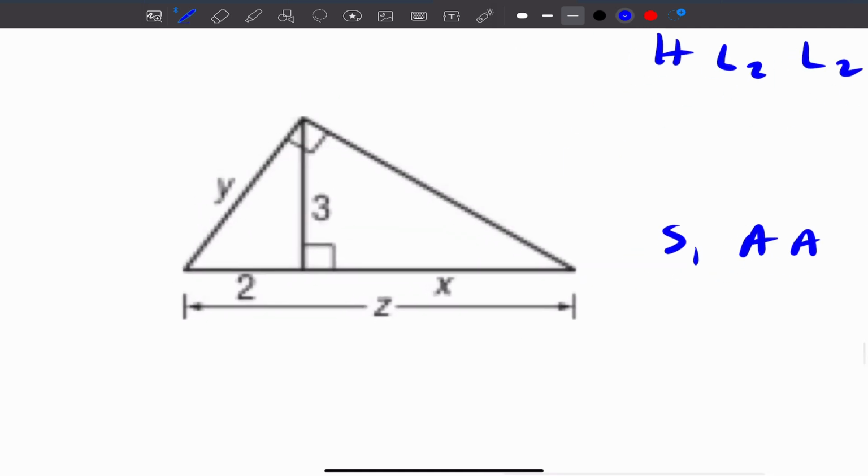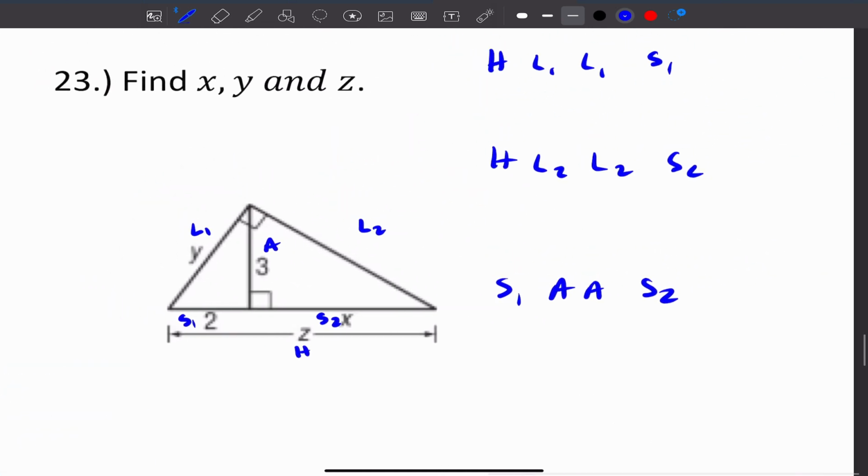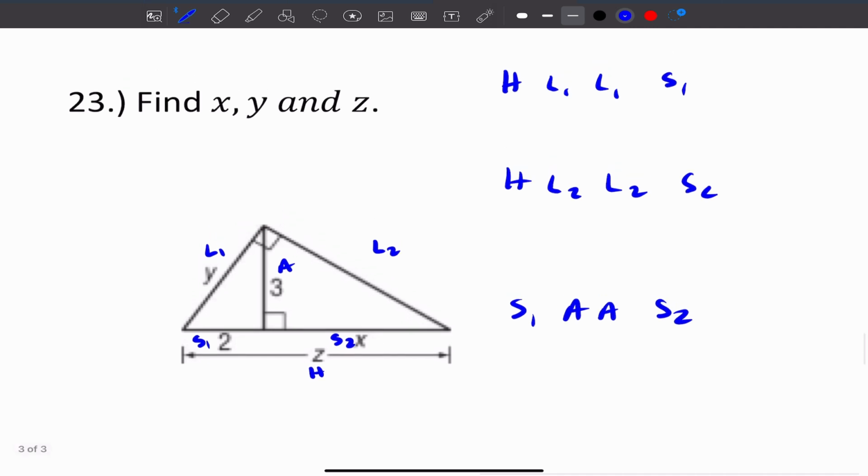Okay, so I have all this. Let's go ahead and look at our figure. We're going to label. So Z is the hypotenuse, and then this is segment 1, this is segment 2, this is leg 1, leg 2. That's the altitude right there. Let me just say the hypotenuse is Z, so for every hypotenuse you see, put Z underneath every H you see. And then leg 1 is Y, so Y here, Y there. Segment 1 is 2.